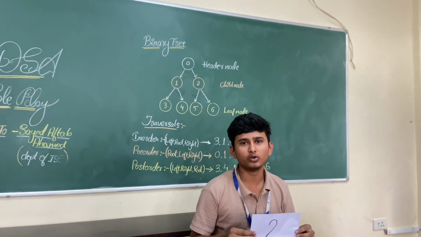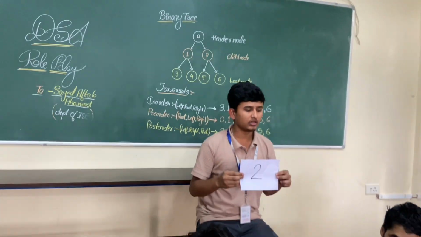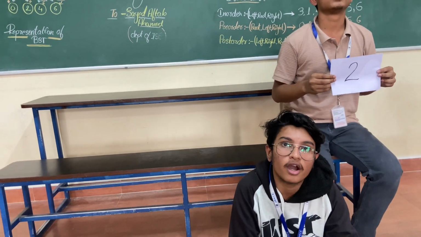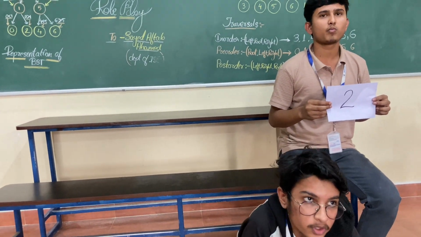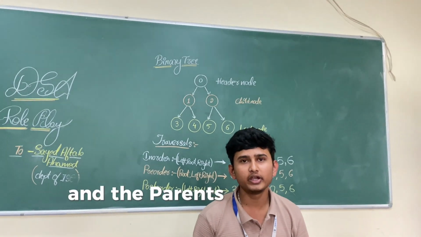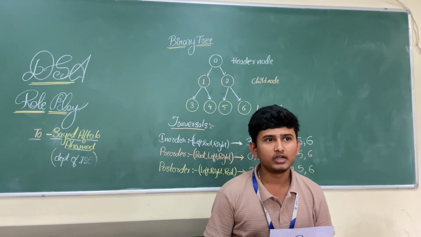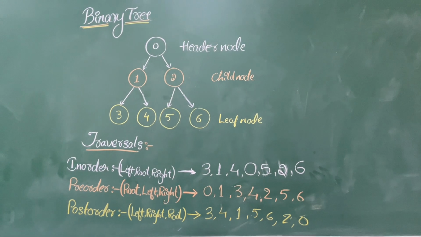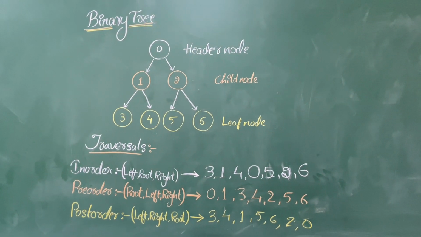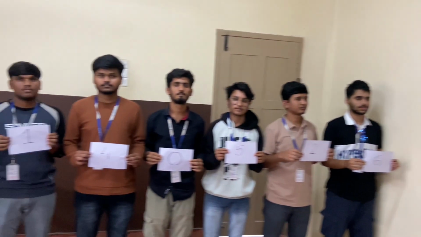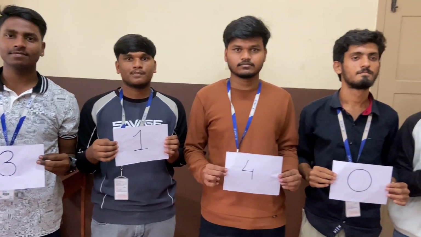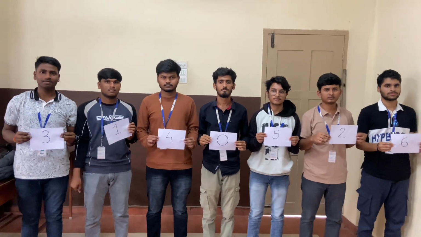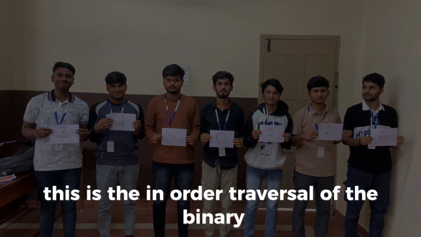I am the child node of the root node, and I have two child nodes, that is 5 and 6. I am the left child of node 2, and I don't have any child nodes, so I am going first. I am the parent node of the two child leaf nodes, and now I will go. I am the last node here, so I will go. This is the in-order traversal of the binary tree.